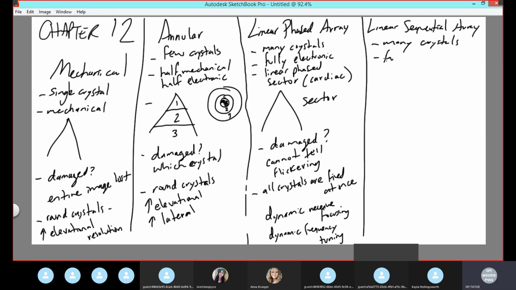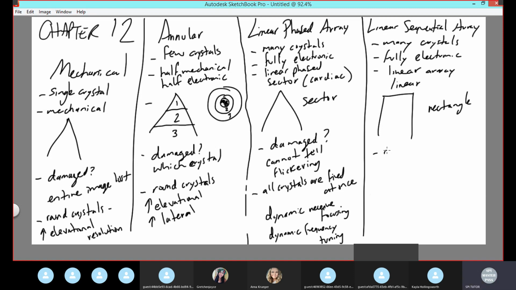Many crystals, fully electronic. This one is called the linear sequential array. So they can cut the sequential if they want to. They can just call it linear array. But remember, if it says phased, it's the other guy. Or they can also just call it the linear. That's what we call it when we scan. Hey, hand me the linear. Okay. The shape is a rectangle.